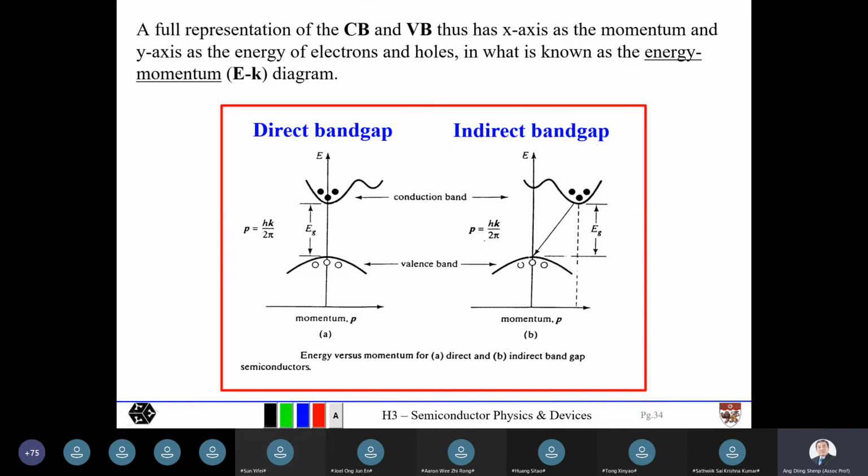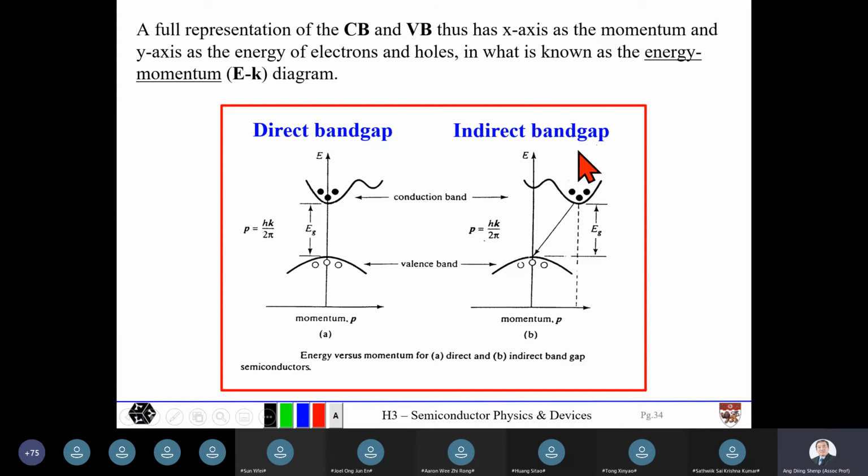So how to understand this very quickly, just a recap. In a direct band gap, the minimum of the conduction band coincides with the maximum of the valence band at the same crystal momentum. So during recombination, momentum conservation is not an important consideration. Only energy conservation needs to be fulfilled.